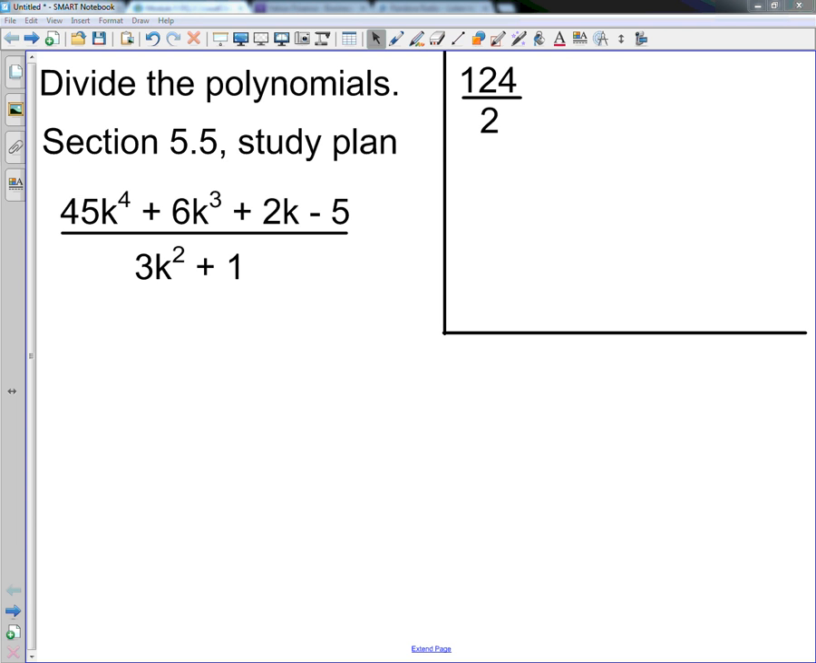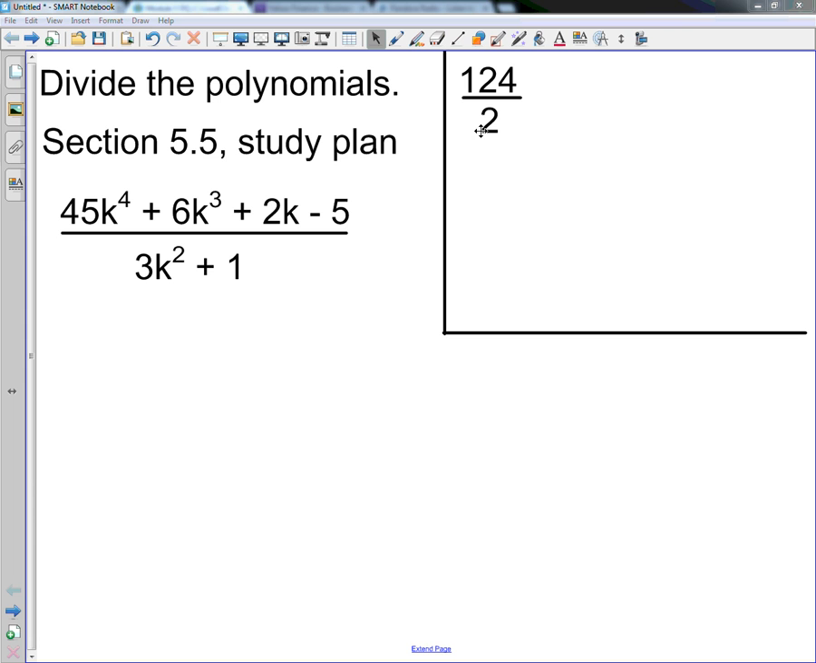Hello class, we're going to look at a problem on dividing polynomials. Before we do that, we're going to do a little review of dividing just so we remember some of the steps, because the steps from before when we divided by hand without the calculator are some of the same steps we're going to use for the problem we're going to work. Alright, so off in the little box here I have 124 divided by 2.